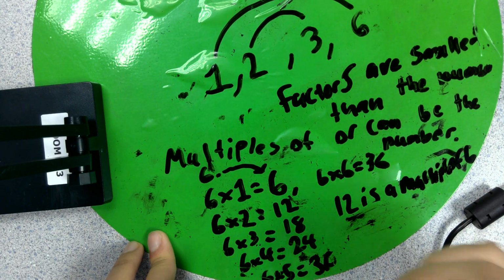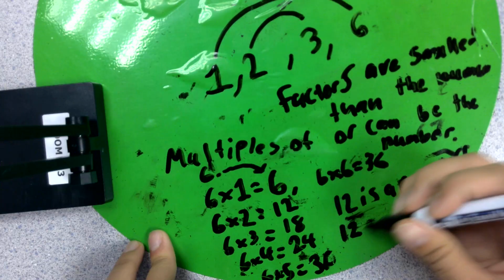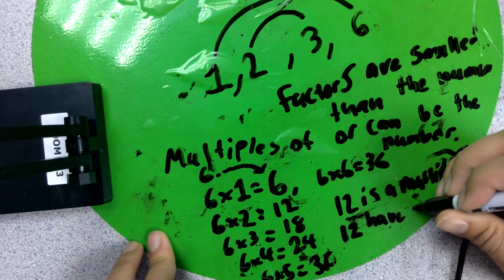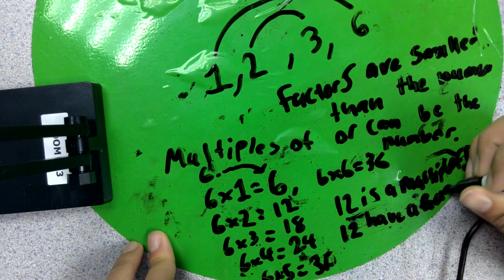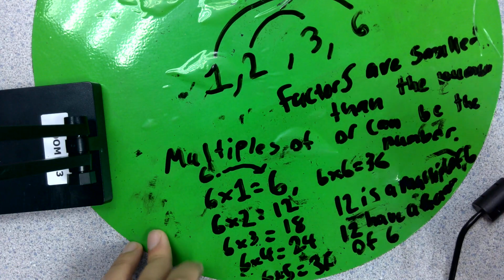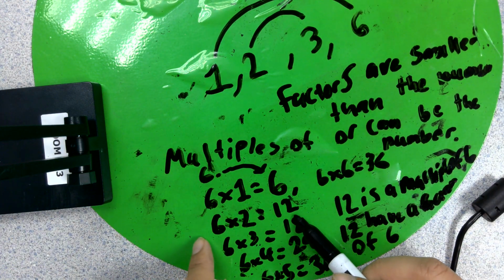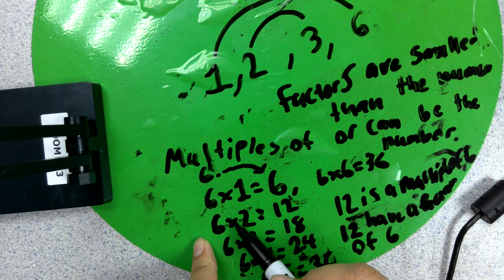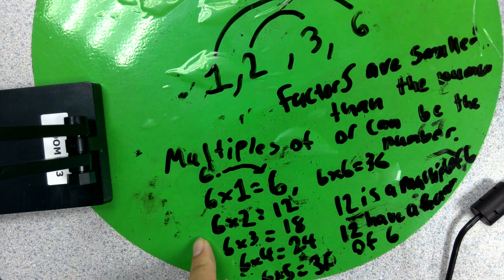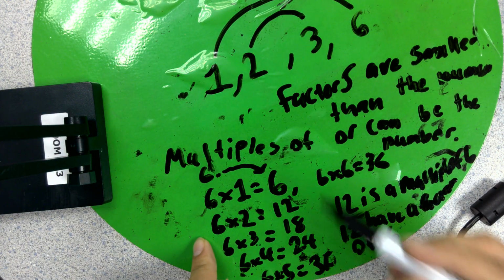But 12 does have a factor of 6, because if we look at 12, one of its factors is 6 because you can use 6 times 2 equals 12. So please make sure you're not getting confused.